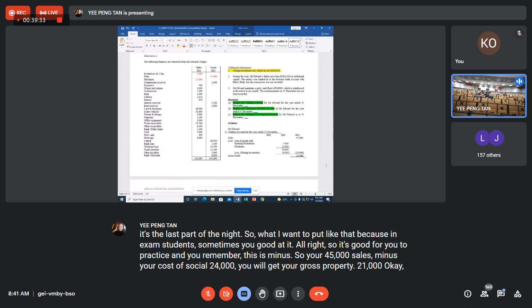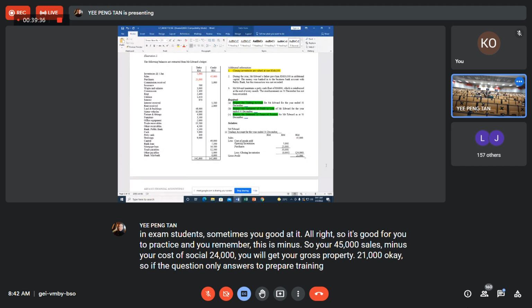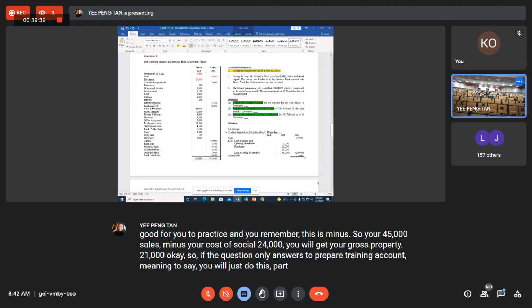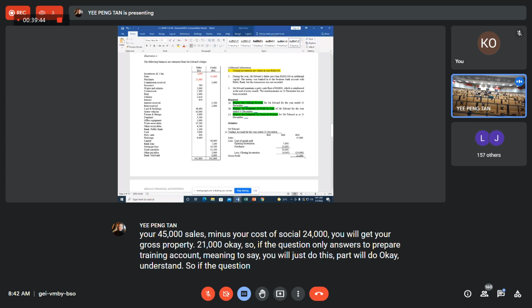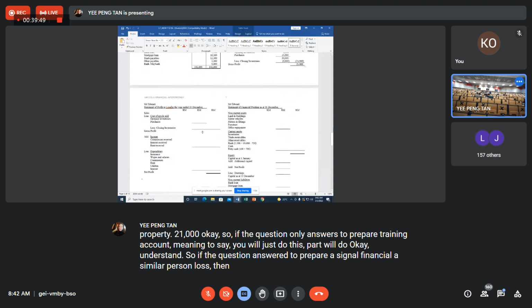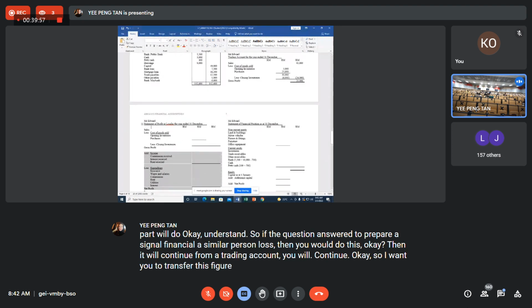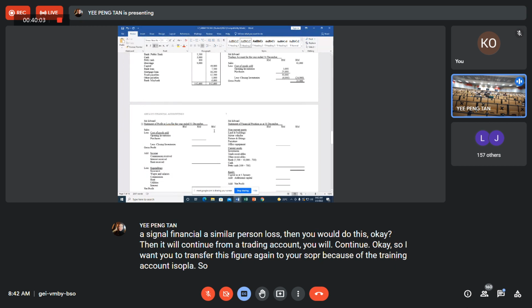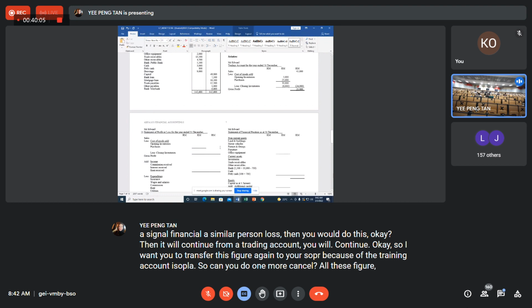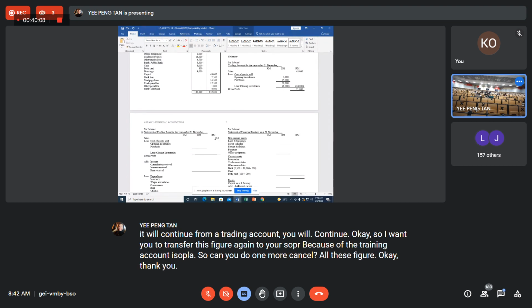Okay, so if the question only asks you to prepare a trading account, meaning you will just do this part. Understand? So if the question asks you to prepare a statement of profit or loss, then you will continue from your trading account. I want you to transfer these figures again to your SOPL because the trading account is part of your SOPL. So can you do one more transfer of all these figures here again? We already did that just now.